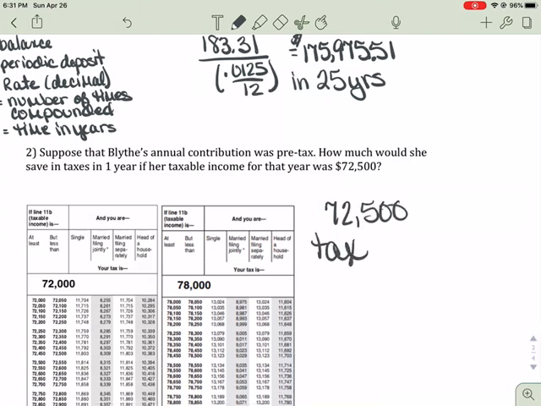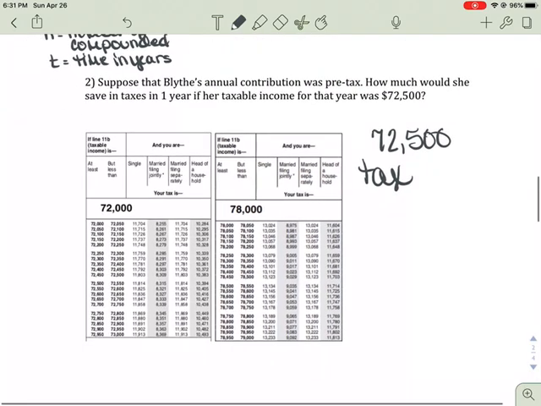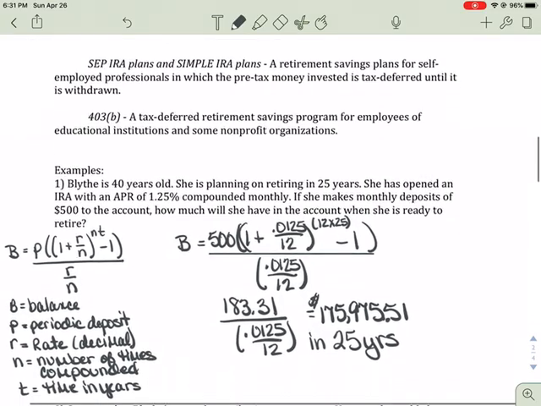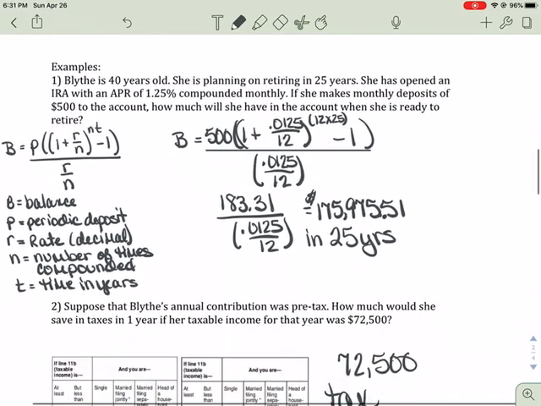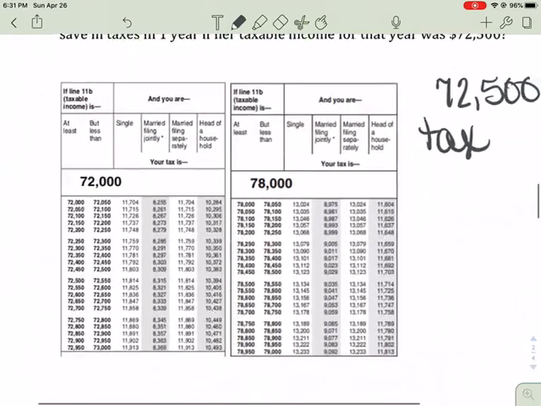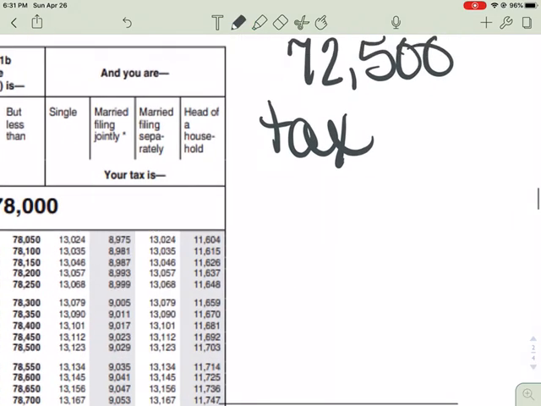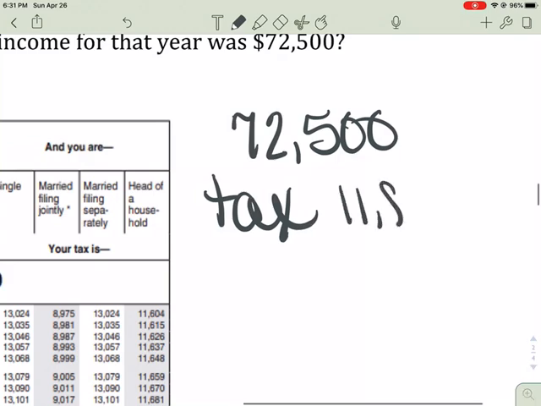All right, so let's find out how much tax was on the $72,500. Okay, and so let's find her tax. Now she's single, so we're going to look in the, not single, I'm sorry. Yes, she is single, I'm sorry. She is single, so $72,500, which would be this row. And this is this year's taxable, so single would be $11,803.